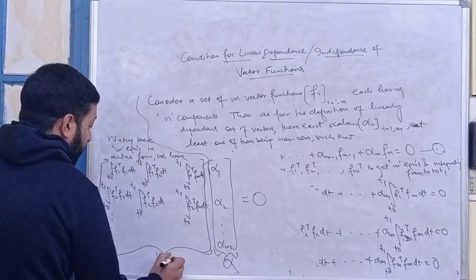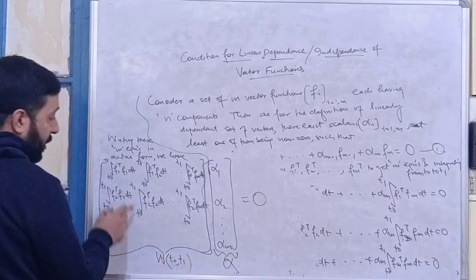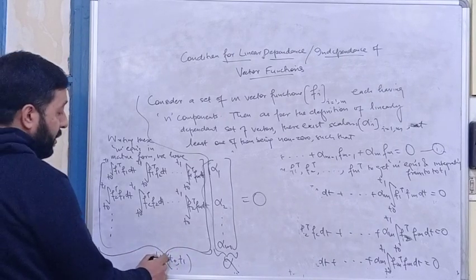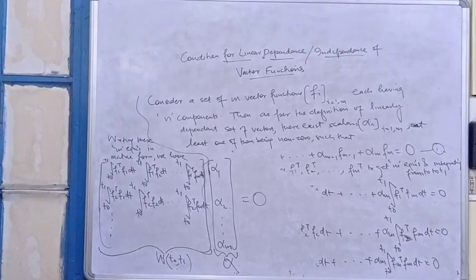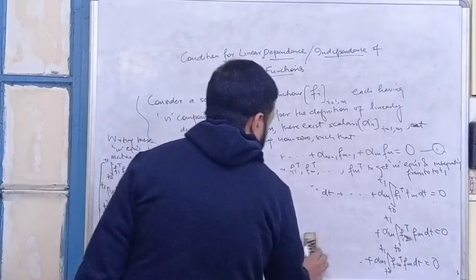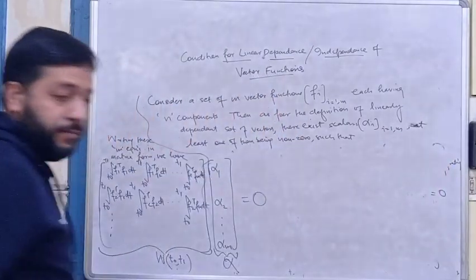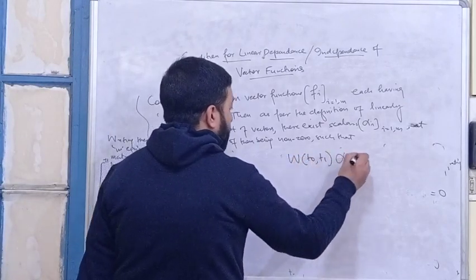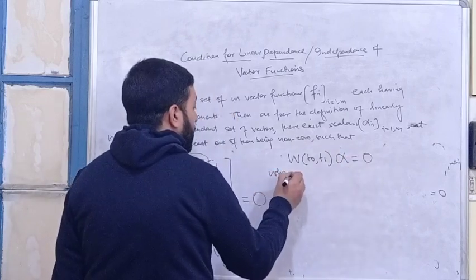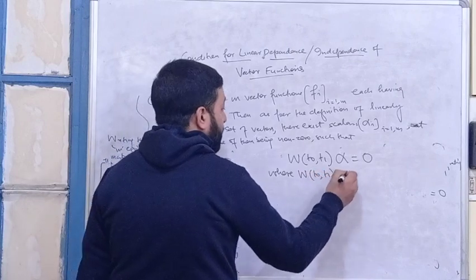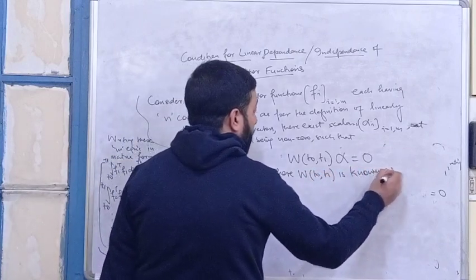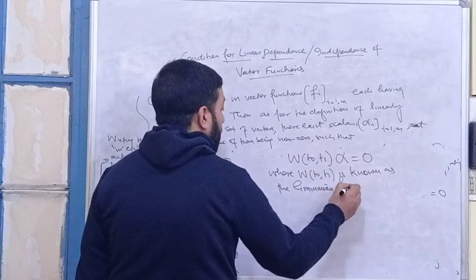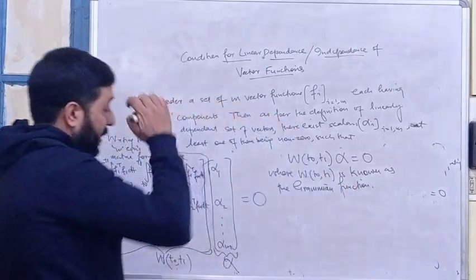And in place of G, I represent it like this: W defined from T naught to T1, because the evaluation of its terms depends on this limit. So W T naught to T1 into alpha is equal to 0, where W T naught to T1 is known as the Gramian function, and it's defined like this.